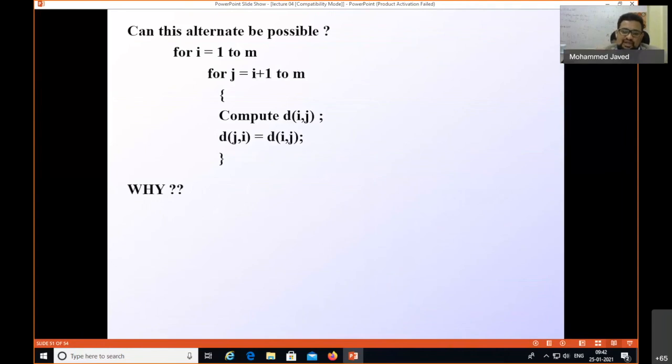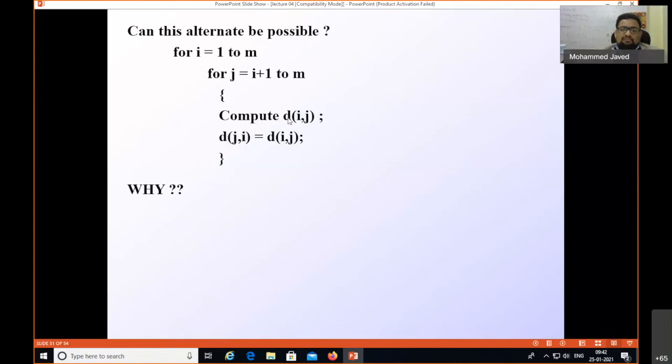So is there any efficient algorithm for this one? Yes, there is an efficient algorithm, because when you see the matrix you are filling, you are computing the value again and again, right? Here computing D of I comma J, student I to student J, is the same as computing from student J to the ith student. So here what you can do is reduce half of the computing time.